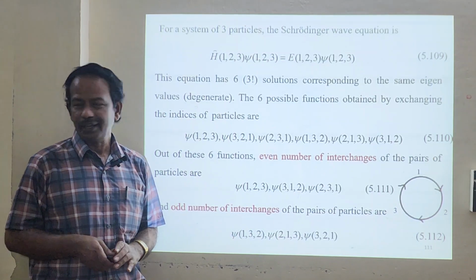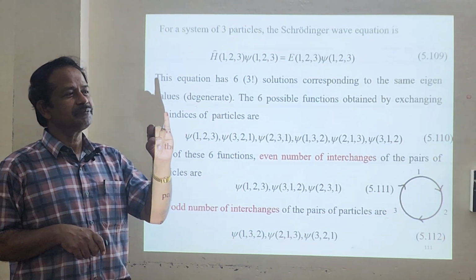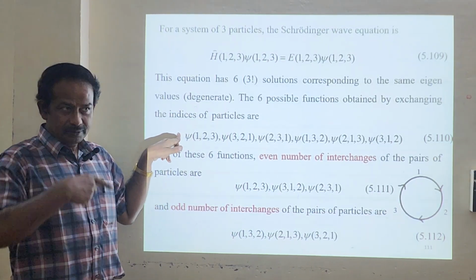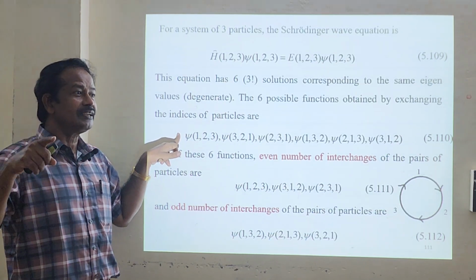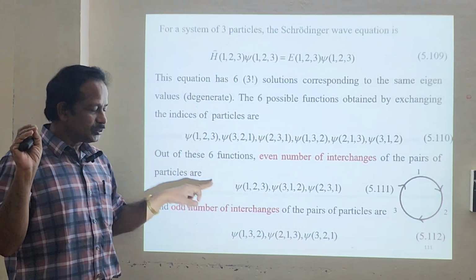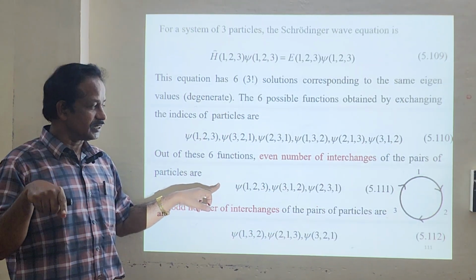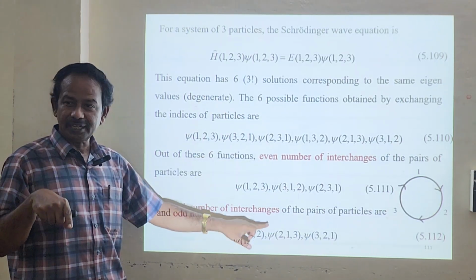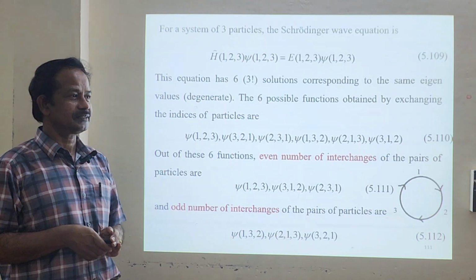That's all. I repeat, for the symmetric wave function, we have the total number of wave functions. You just add all the wave functions. Okay, that is for the symmetric wave functions. To get the antisymmetric wave function, even number of interchanges minus odd number of interchanges.